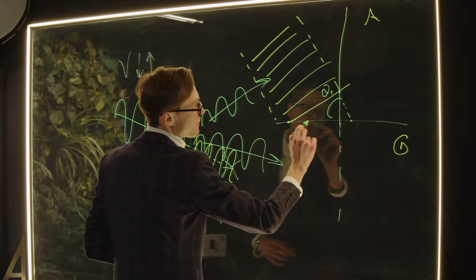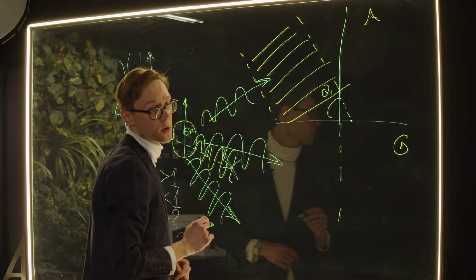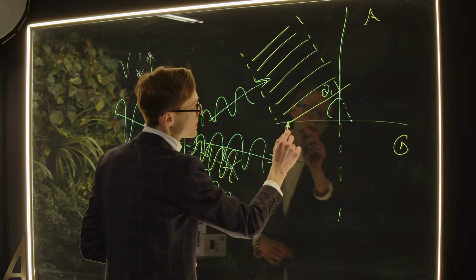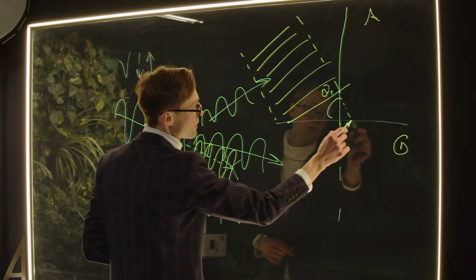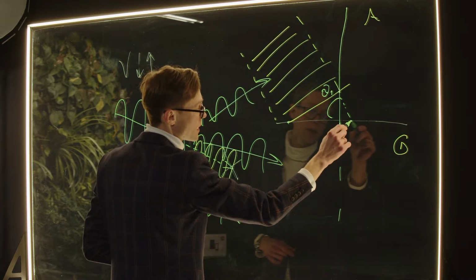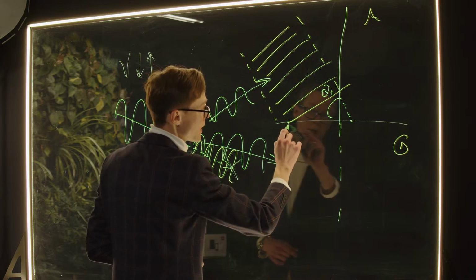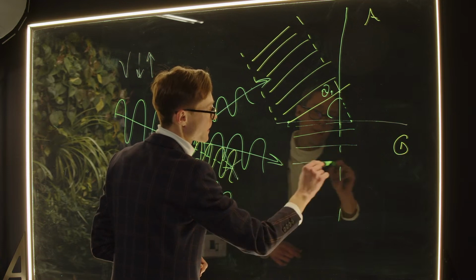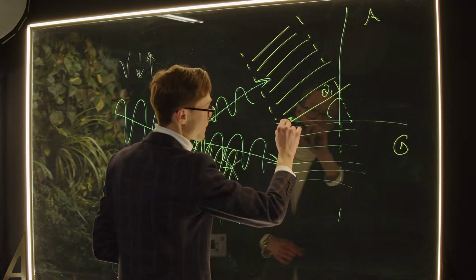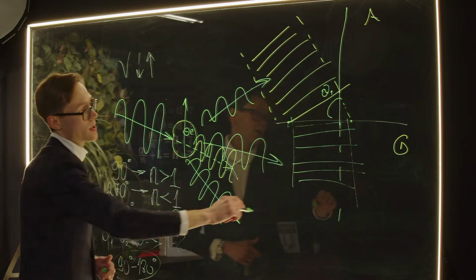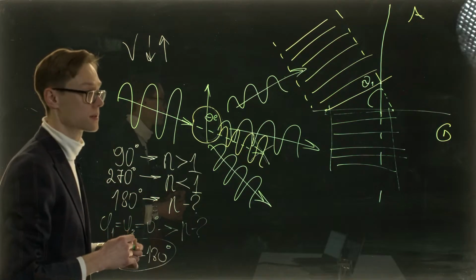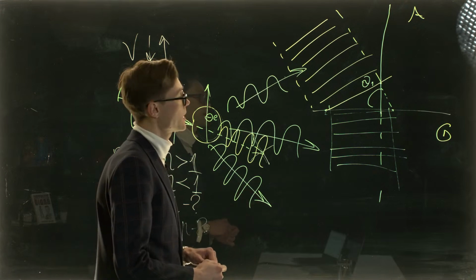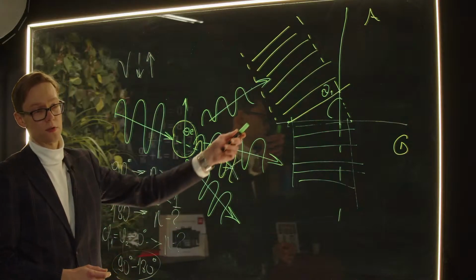That is why this wavefront begins to travel in another direction. This part slows down first, and only this part slows down later. So we've got something like this, for example, and we can see this trajectory change because of that. This is just a simple explanation of what's going on at this interface, right?